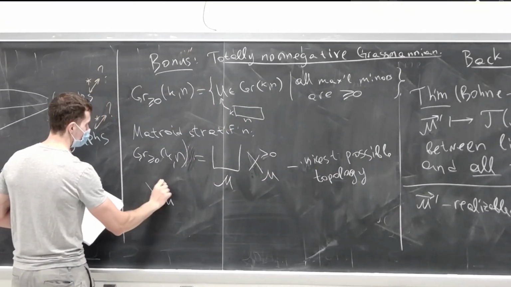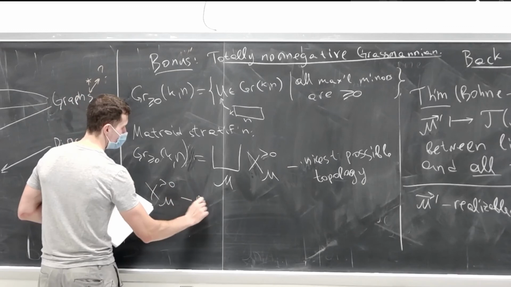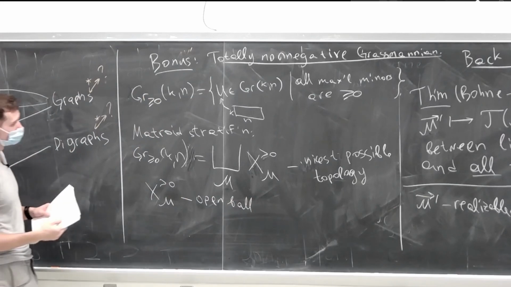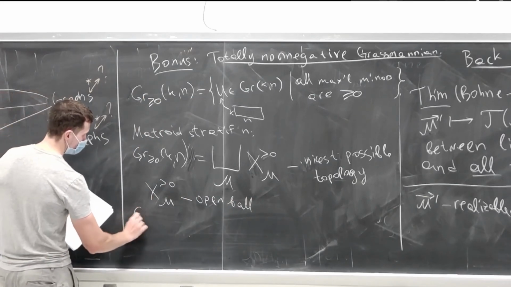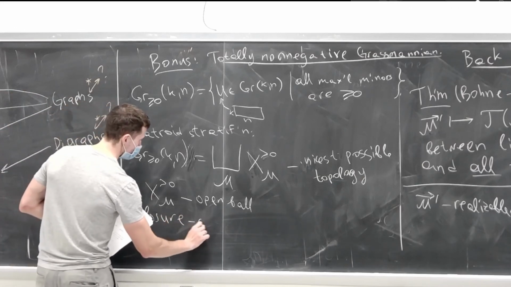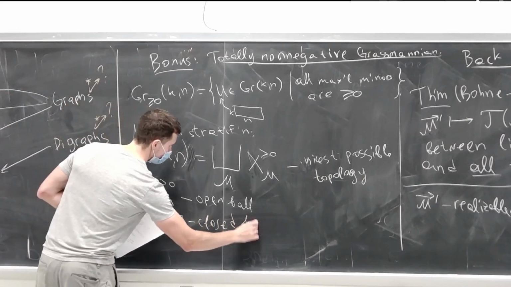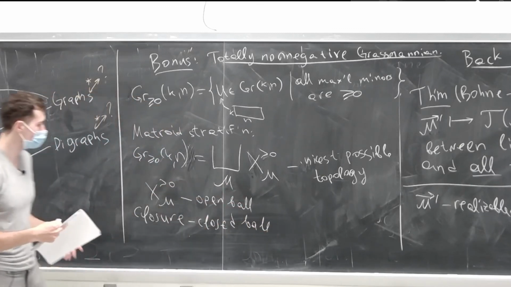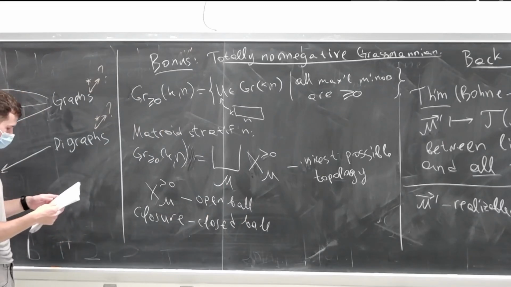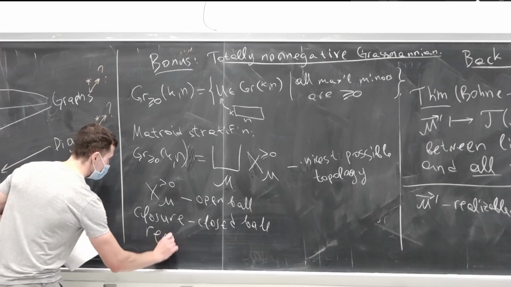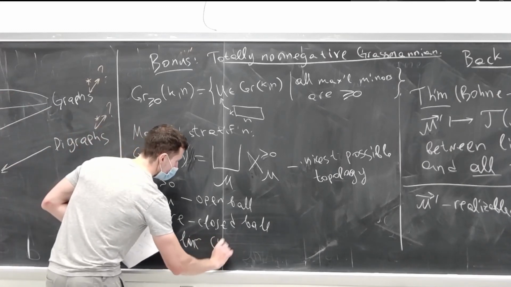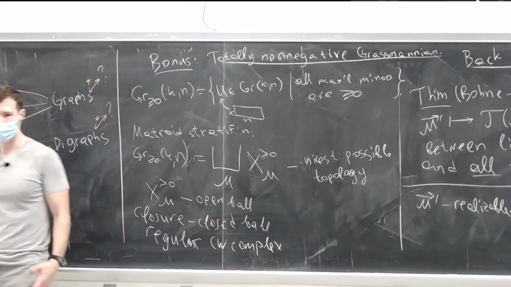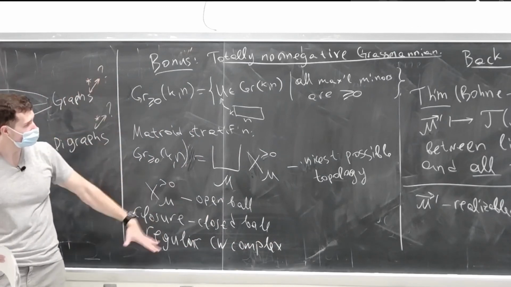Each non-empty cell is actually an open ball. So not just contractible, but an open ball topologically. And if you take the closure, you get a closed ball. This theorem is easy, and this theorem is super hard. It used to be an open problem for like 15 years. Basically, it's what is called a regular CW complex. And again, it's very easy to tell which ones are realizable or not. So there's a lot of recent research on that stuff.